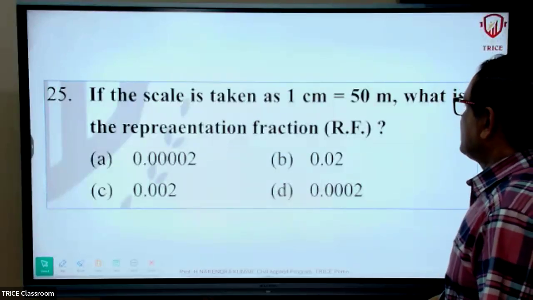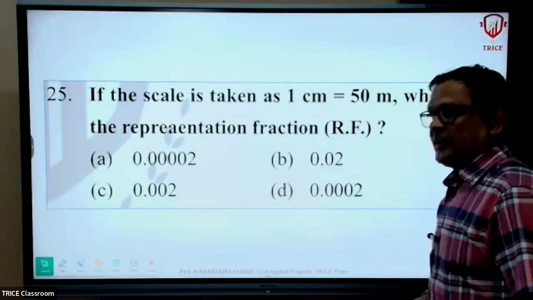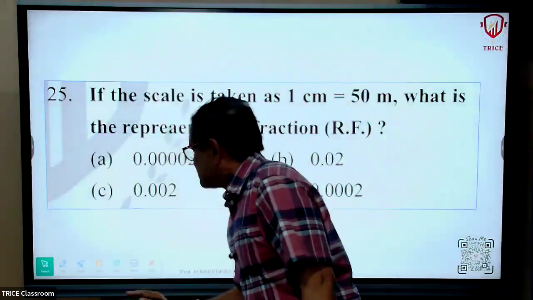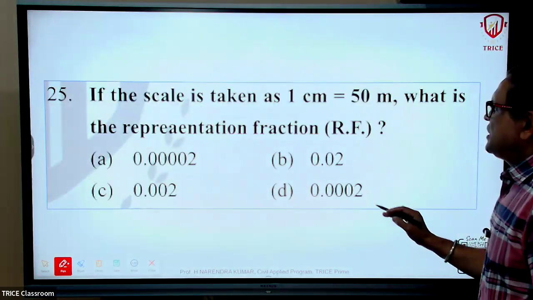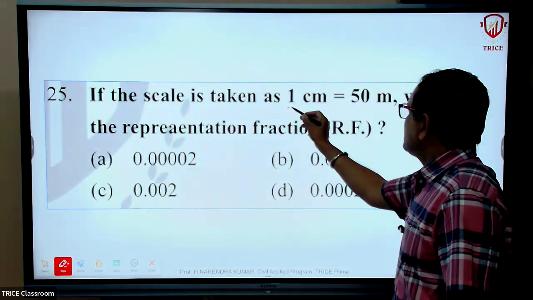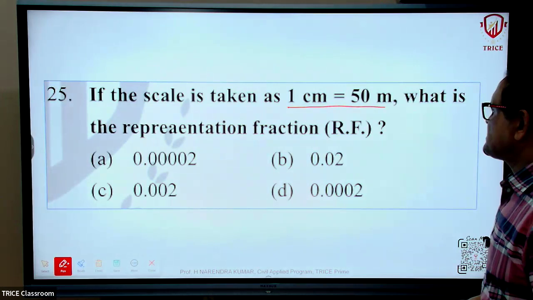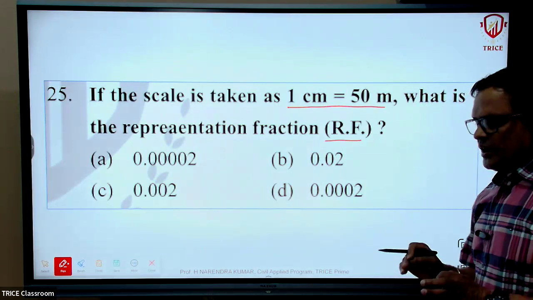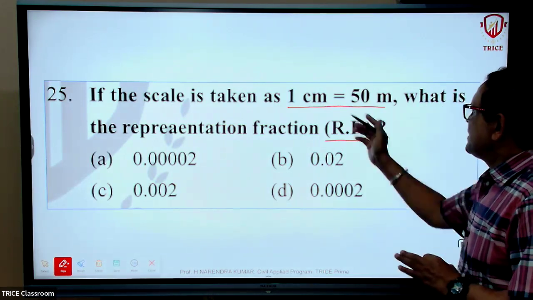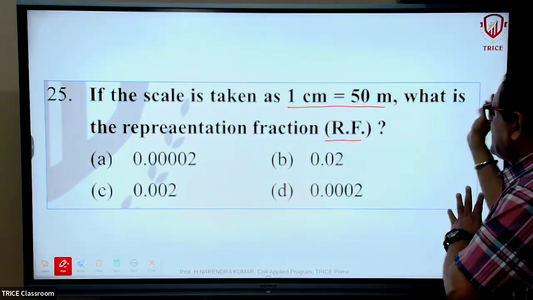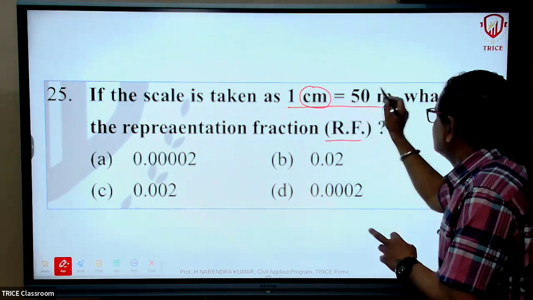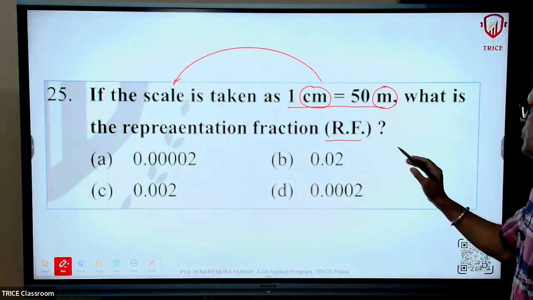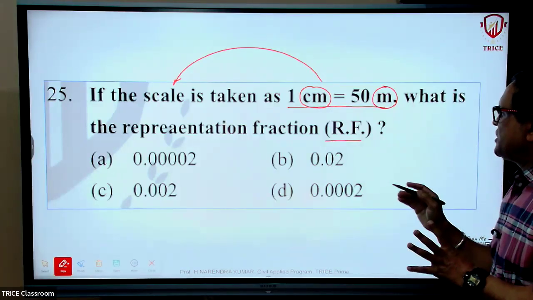Next is related to calculation of representative fraction. Now, without looking at the answer, you just have to give me the solution for this, because it's a very, very simple question. If the scale is taken as 1 centimeter is equal to 50 meter, what is the representative fraction, RF? Once again, I am repeating. Usually in our engineering discipline, we say scale means it is some centimeter is equal to some meters, with units on either side. Then it is called a scale. When units are not there, 1:something, then it is called a representative fraction.